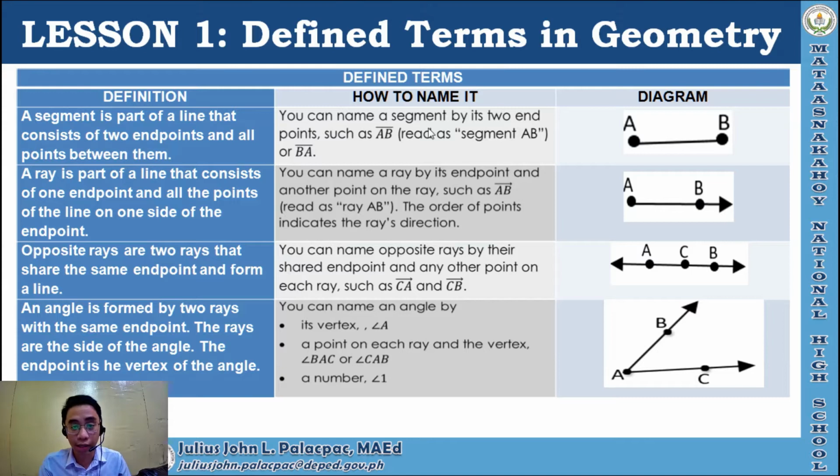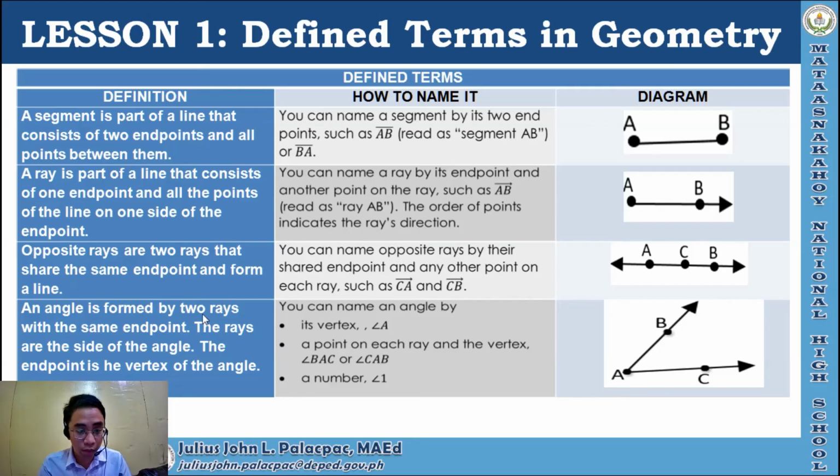Ito namang ray, so A tsaka B. So, pwede natin siyang tawagin ray AB. So, lalagay nyo lang ng arrow dun sa guhit sa taas, lagyan ng maliit na arrow, kaya papunta dito yung ray natin. Pwede ring words, ray AB. So, sa opposite rays, pwede nating tawagin na these points, A, C, B. So, pwedeng line segment CA or line segment CB. Pwede ring line segment AB, pwede ring line segment BA. Kung saan pupunta yung ray. So, ito isang line. Pwede natin siyang tawagin line segment AB.